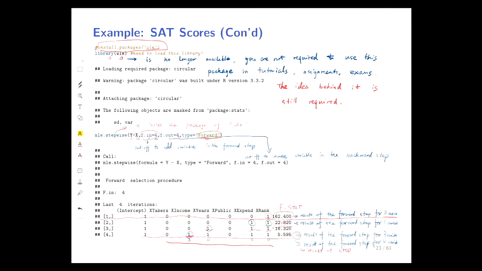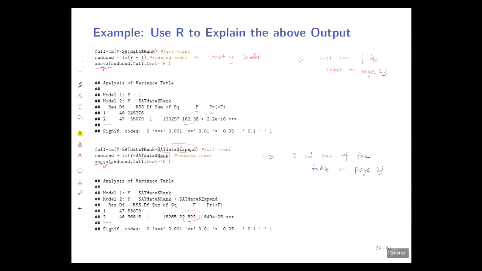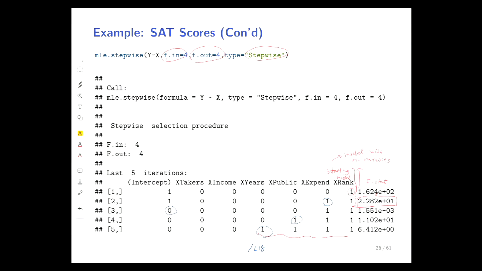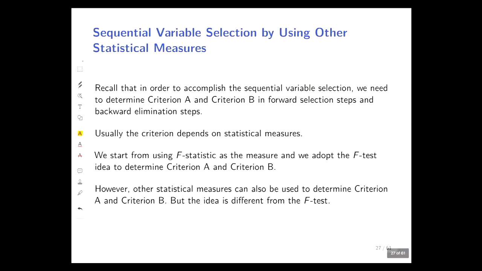But for this course, the bottom line is that you still need to understand the idea behind variable selection by using this F statistic. As for why this package is no longer available, I think there are a lot of reasons, but the true reason is that in practice, we do not use sequential variable selection by using the F statistic a lot. We actually consider other criteria to help us accomplish the variable selection, and those criteria are more popular.